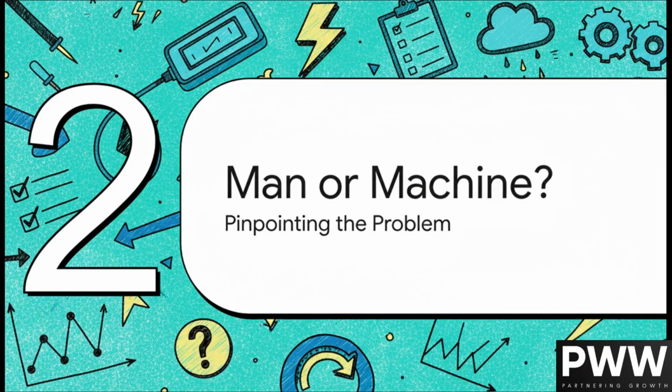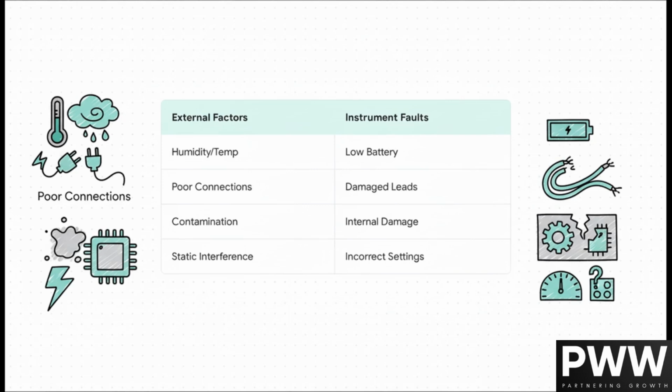So, how do we solve this puzzle? Well, the first step is to figure out where to even look. The problem almost always falls into one of two big buckets. It's either something going on in the environment around you, or there's an actual fault with the instrument itself. And this chart really breaks it down perfectly.